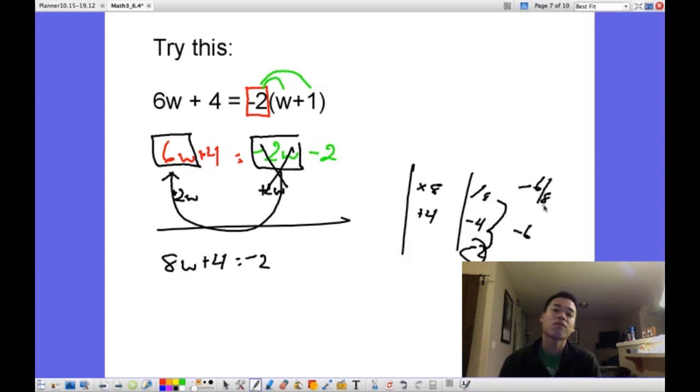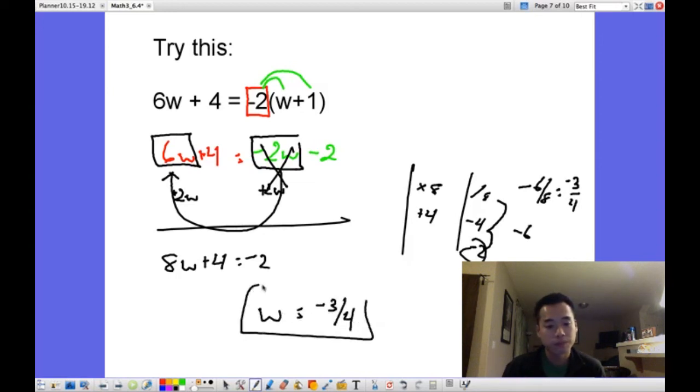You can leave it in its fraction form. Or, so negative 6/8 is reduced down to, I know that a common factor between 6 and 8 is 2, so negative 6 divided by 2 is negative 3, and positive 8 divided by 2 is 4. So my final answer is w is equal to negative 3/4. Okay, so that's how you mess with negatives when it is part of the distributive property. All right, I'll see you guys in class.